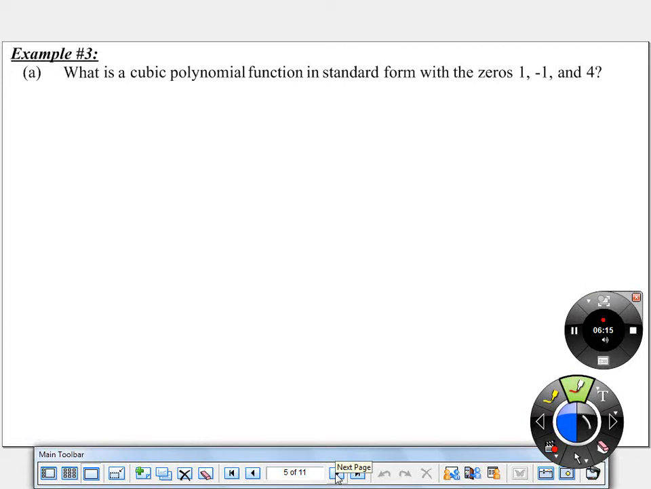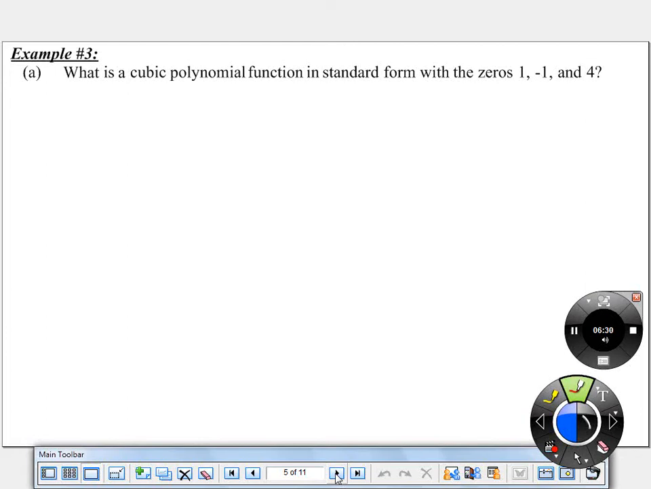What is the cubic polynomial function in standard form with zeros 1, negative 1, and 4? Again, there would be multiple of these. It's just like the graph that we looked at. There could be lots of graphs that cross through those zeros in that direction. We're going to get a cubic polynomial function.